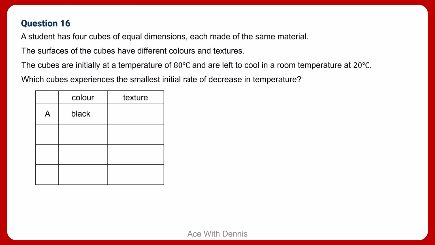Option A, black color and dull texture. Option B, black color and shiny texture. Option C, white color and dull texture. Or option D, white color and shiny texture.